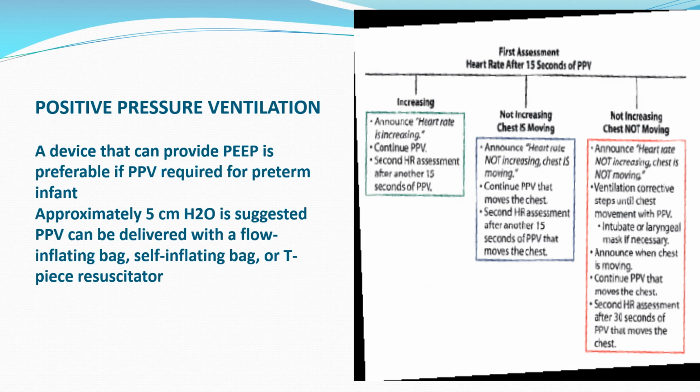So what is positive pressure ventilation? It is a device that can provide positive end expiratory pressure, which is preferable if positive pressure ventilation is required for preterm infants. Approximately 5 centimeters is suggested. Positive pressure ventilation can be delivered with flow inflating bag, self-inflating bag, or T-piece resuscitator.